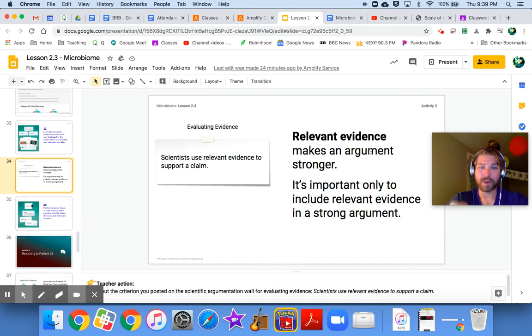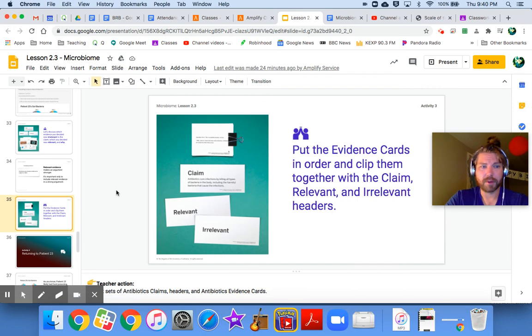If something is relevant, it makes for a stronger argument. If someone was trying to convince you about how well antibiotics work, and they're telling you how great bacteria can live on rocks, it's like, well, this has nothing to do with your argument. It almost sounds like you're trying to distract me from what you're trying to say. So it's important to only use the relevant stuff. Put the cards back together. Yeah, if we were in class, I suppose.